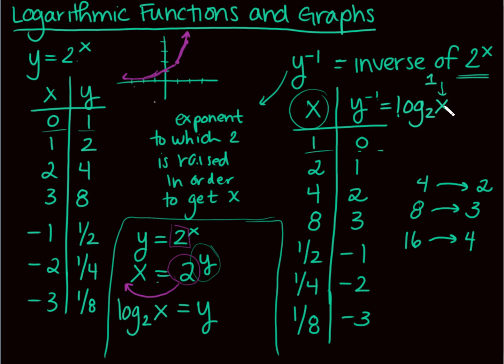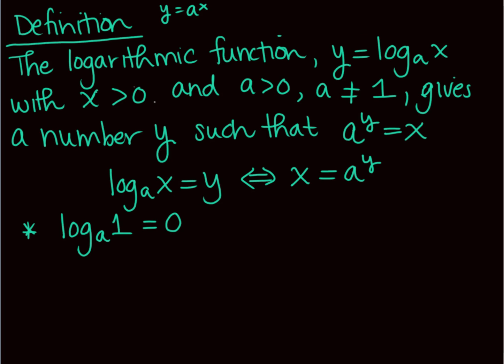It's okay. So log base 2 of 1, then what do I raise 2 to in order to get 1? It would be 0. I hope I didn't confuse you there. So that's one interesting thing about logarithms: if I take log base anything, as long as that a is positive and not 1, if I take log base anything of 1, it's always going to be 0.